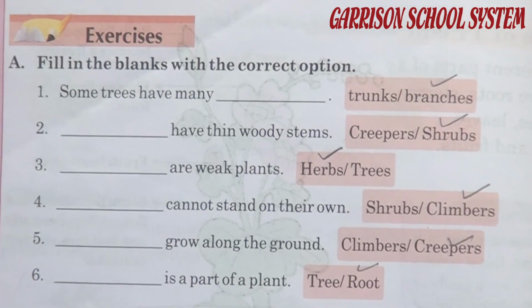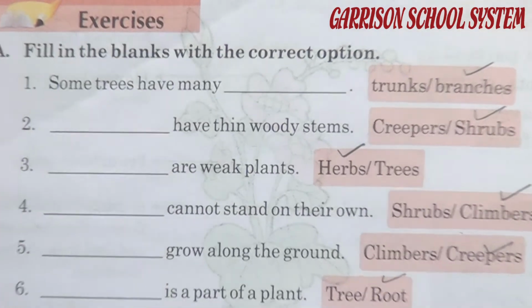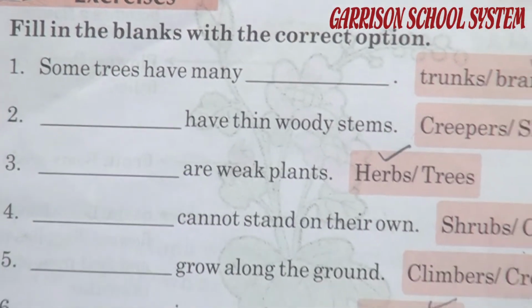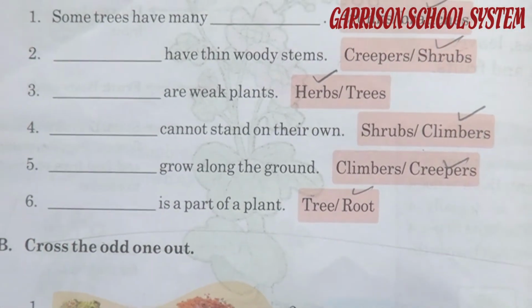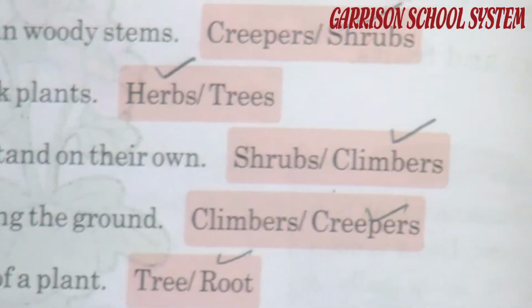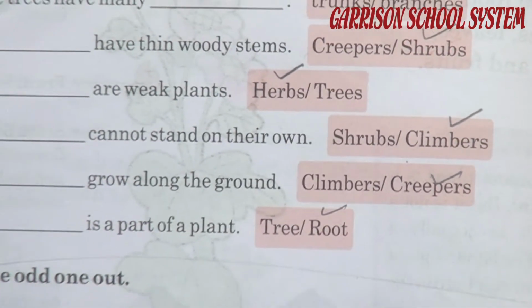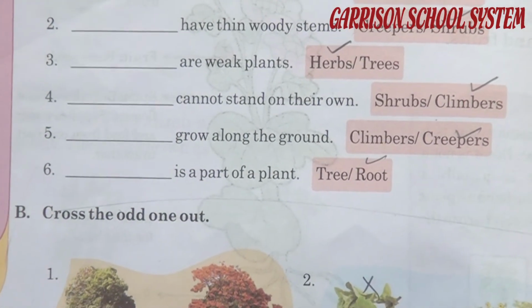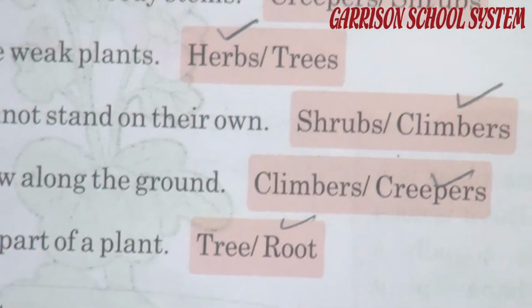S-H-R-U-B-S. Number 3, dash are weak plants. Options are herbs or trees. Herbs is the right option. Number 4, dash cannot stand on their own. Options are shrubs or climbers. Climbers. C-L-I-M-B-E-R-S. Number 5, dash grow along the ground. Climbers or creepers. Creepers.